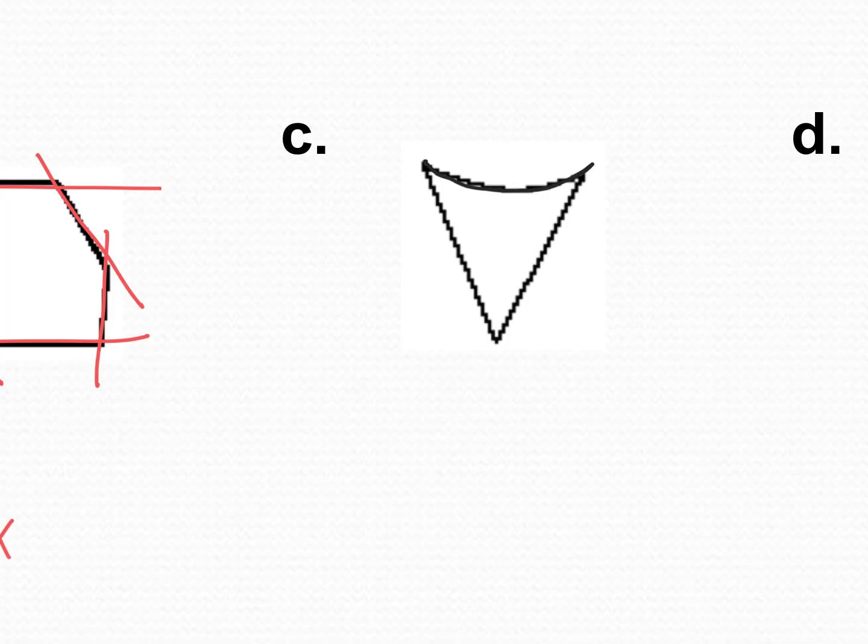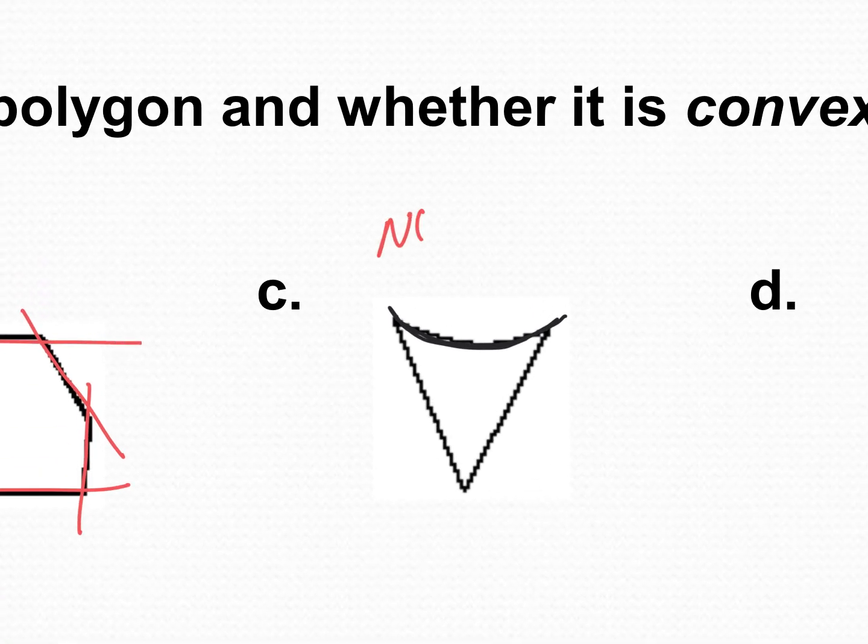All right, looking at C, this is a curved line. Keep in mind, polygons have segments. So is this a polygon? No. Okay, this is a no. I cannot have a curved line. This curved line here is an arc. I cannot have an arc. It has to be straight lines. I know it's a little blurry with the pixelation, but it's a curved line.